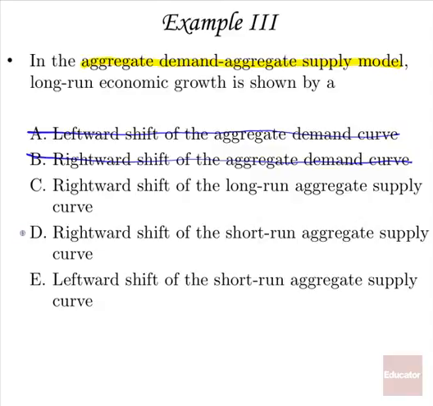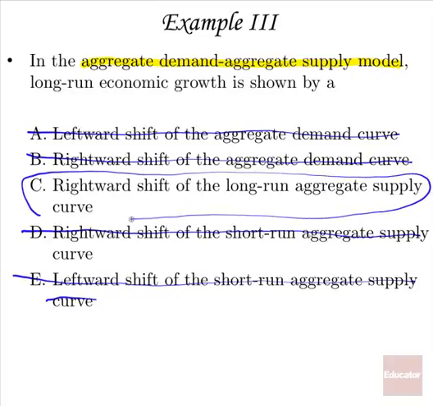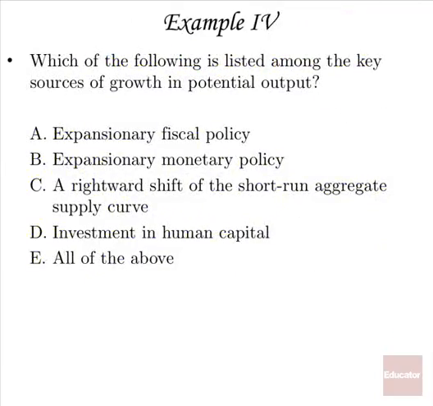So a rightward shift of the short-run curve just means lower wages, and a leftward shift just means higher wages. So that's not the sensible answer here. There's going to be a rightward shift of the long-run aggregate supply curve. So that's a pretty simple understanding of what economic growth is: a rightward shift of the LRAS curve. Okay, example number 4.